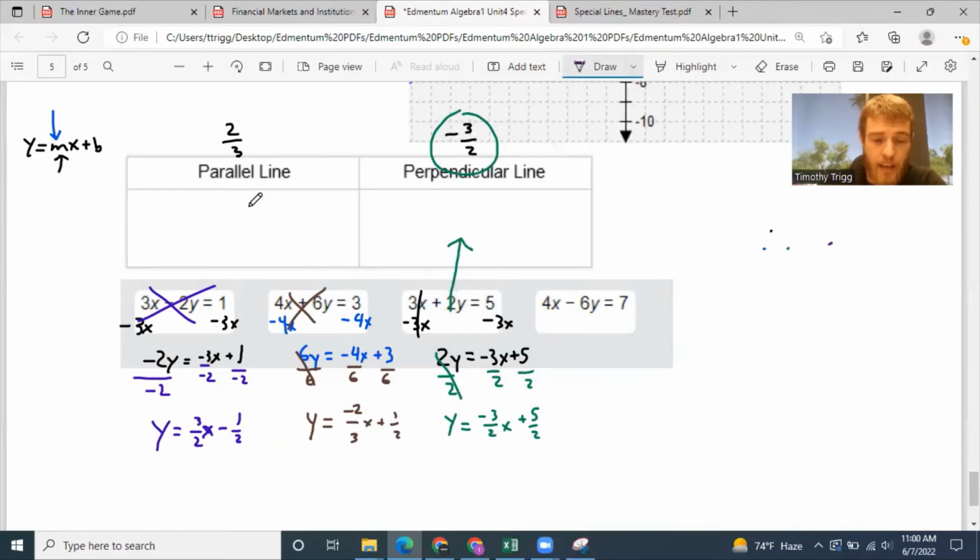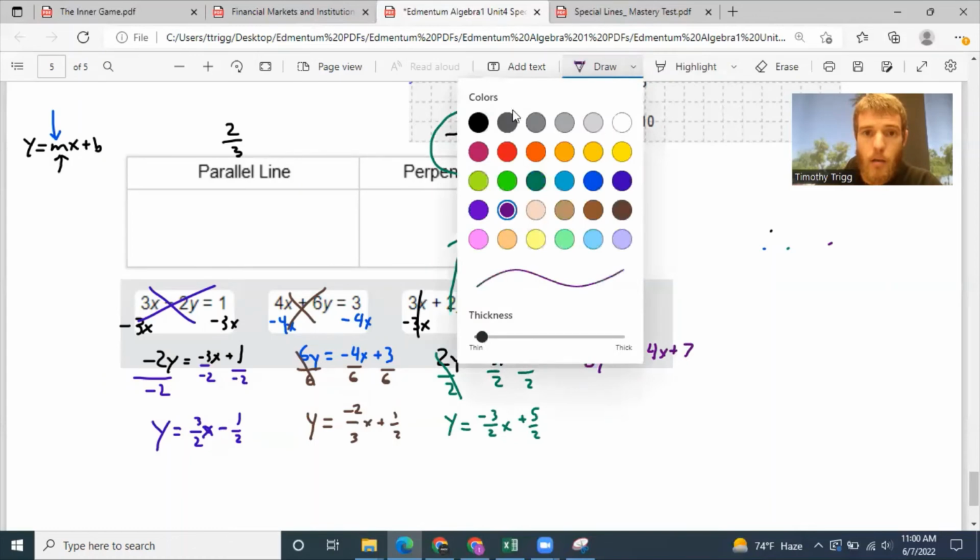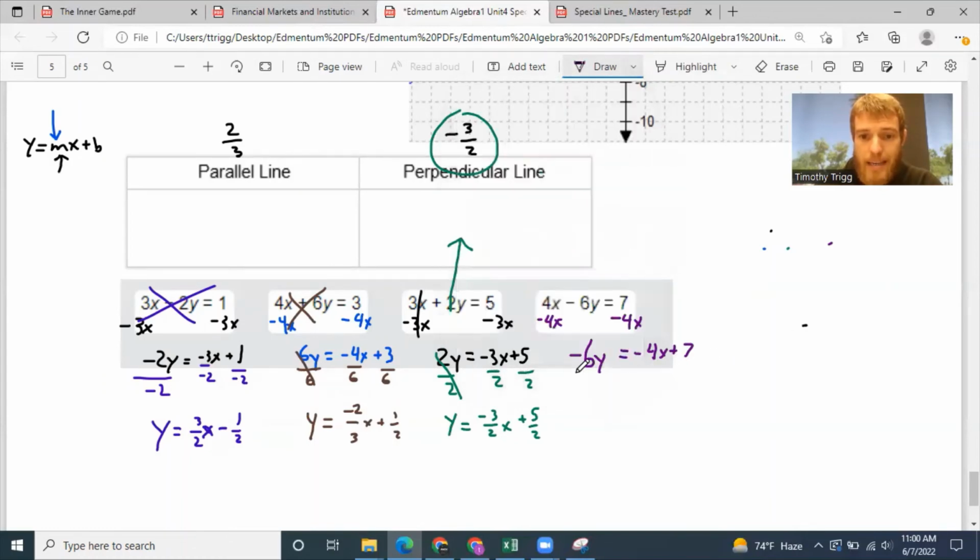Now, I could probably guess that it would go into parallel lines since we have nothing over there yet. But we're going to go ahead and subtract 4x in order to help us get y by itself. Subtract 4x on both sides of the equation. So negative 4x plus 7 here on the right. Divide both sides by negative 6 in order to get y by itself. This cancels this negative 6.